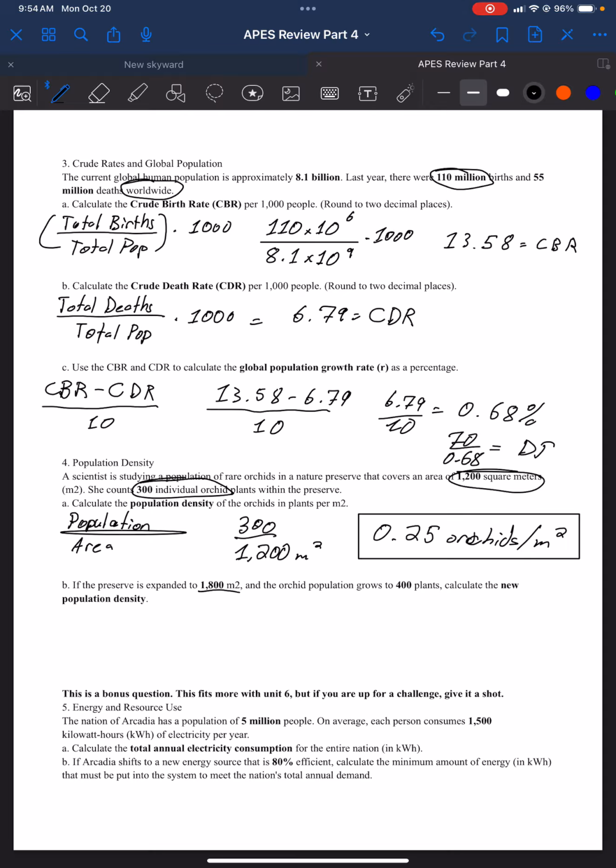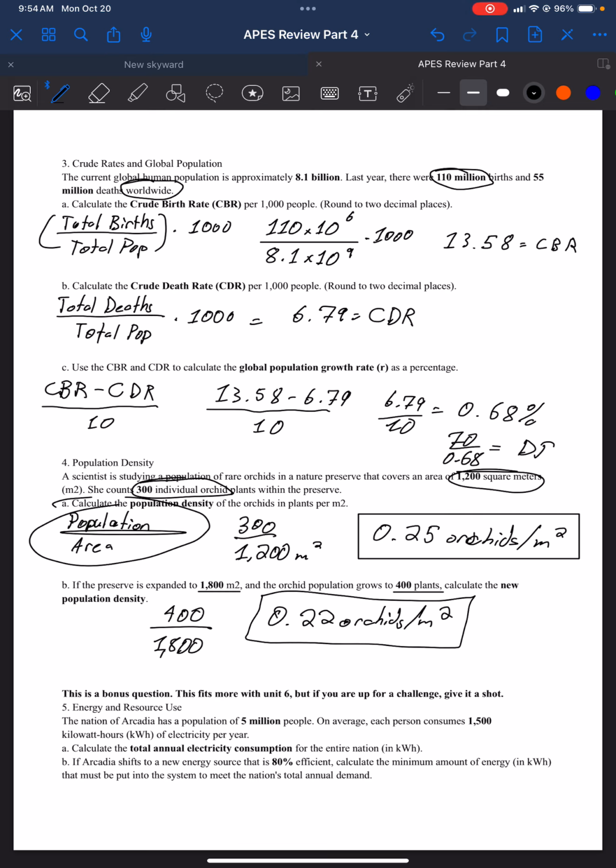Now in this case, the preserve is expanded to 1,800 meters, and the orchid population grows to 400. It's still population divided by area, so this time it would be 400 divided by 1,800, and then I get 0.22 orchids per square meter. Too easy. Okay, then the last one, it says challenge question, but really it's only a challenge because you're multiplying by really large scientific notation.